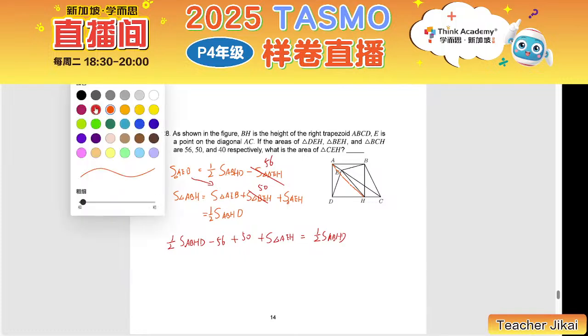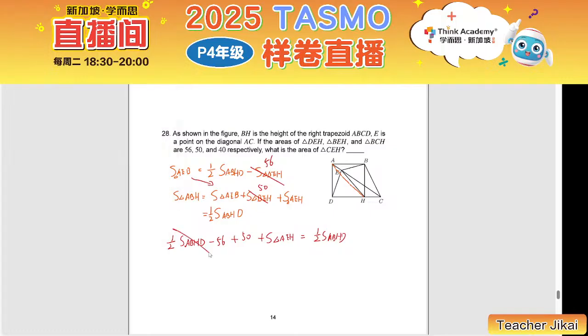So we have ABHD on both sides, so cross them out. So we know the triangle AEH is 56 minus 50, right? 6 here. So we know this part is 6. So then what can we use it? So if we know we have a trapezium ABCD, right? So we know we can make use of the parallel line here. If we make use of the parallel line, what can we get?